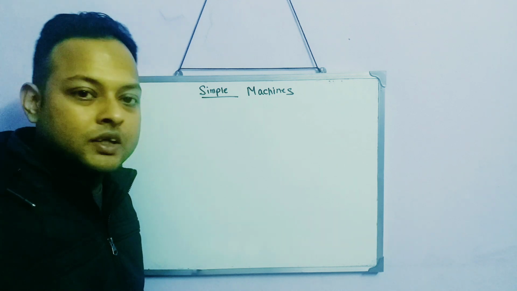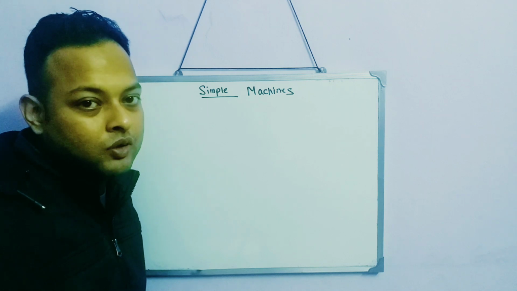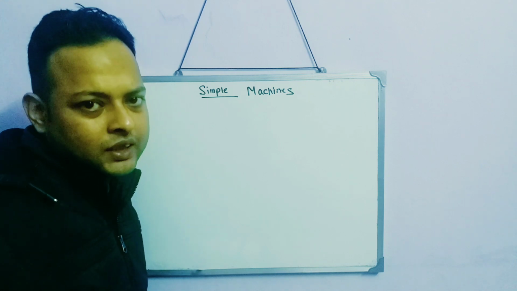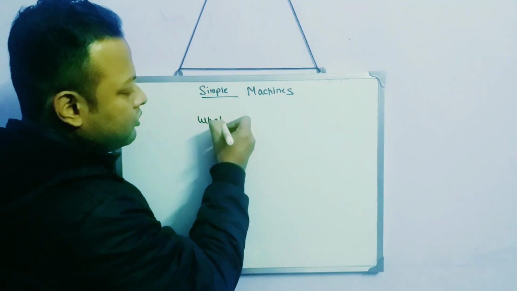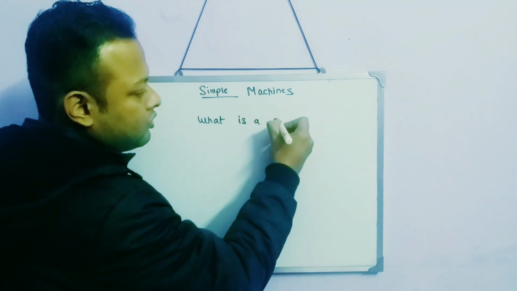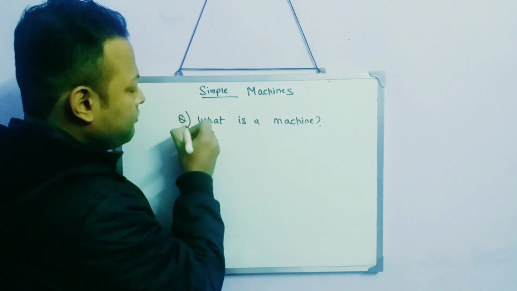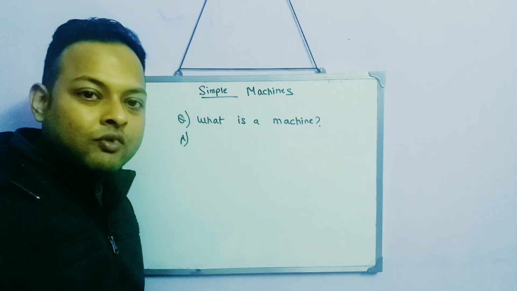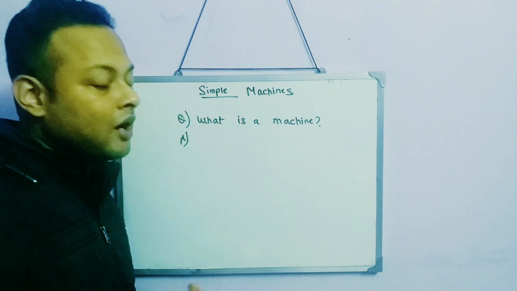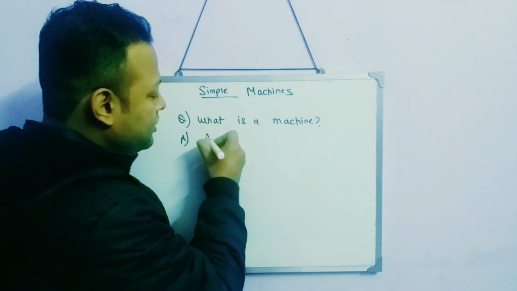So today's topic is machines, or I will rather say simple machines. Okay. So a question generally comes, what is a machine? So what is a machine? Basically, if I have to give a general definition, a machine is a device that makes our work easier.